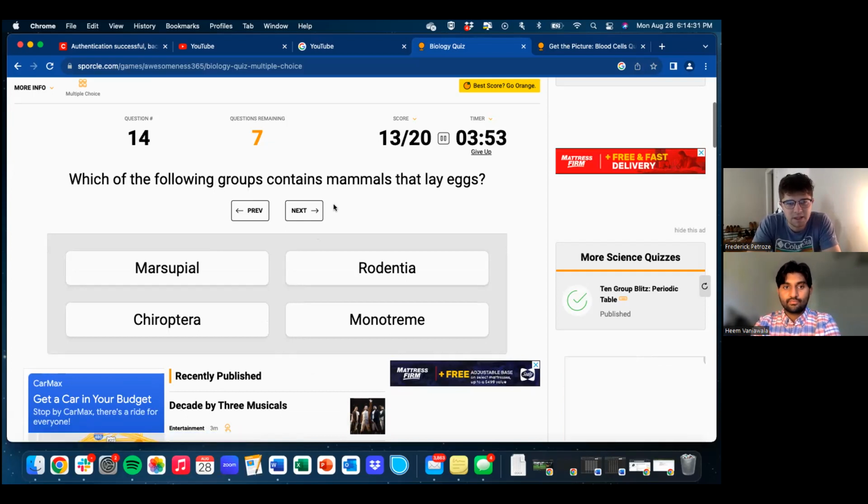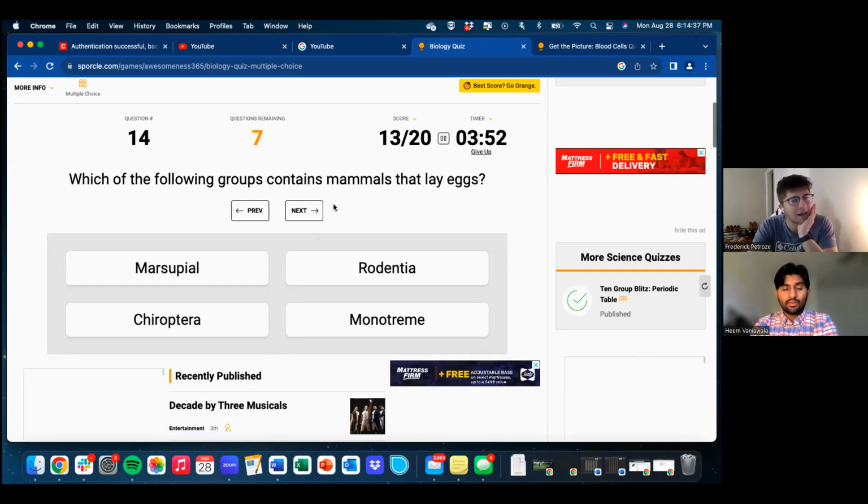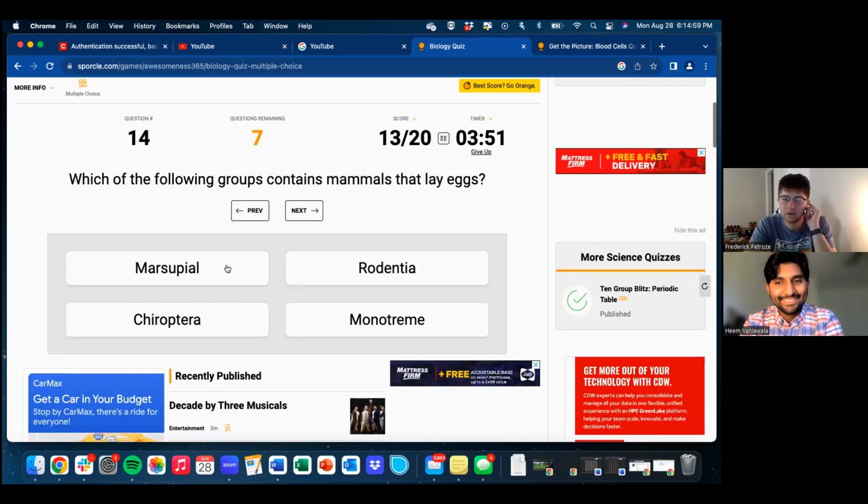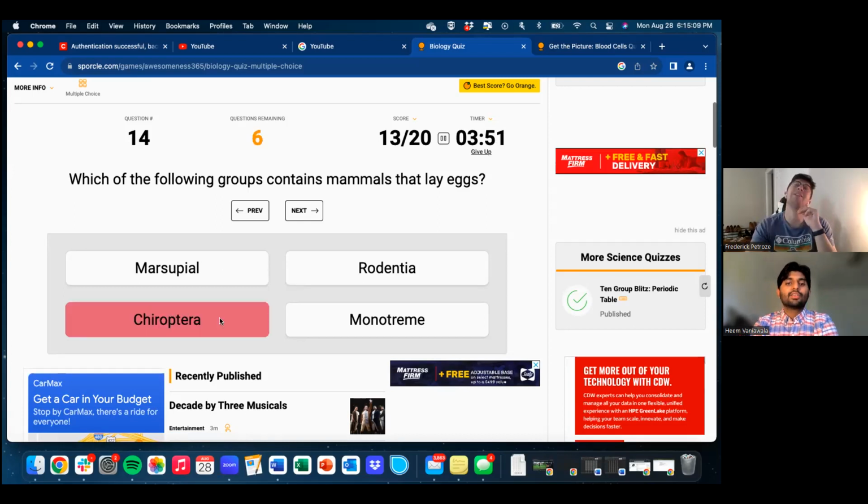Okay. Which of the following groups contains mammals that lay eggs? Oh no, this is a platypus. It's not a marsupial. It's not rodentia because marsupials have the pouch, like a possum. Chiroptera? What is that? And what is a monotreme? I don't know what these animals are. I want to go with Chiroptera, but man, that's a good question. Chiroptera sounds like a bird. No. It might have been a monotreme. That's crazy.